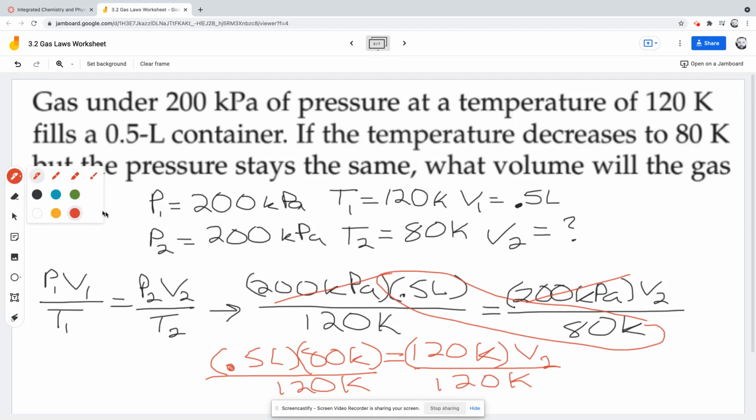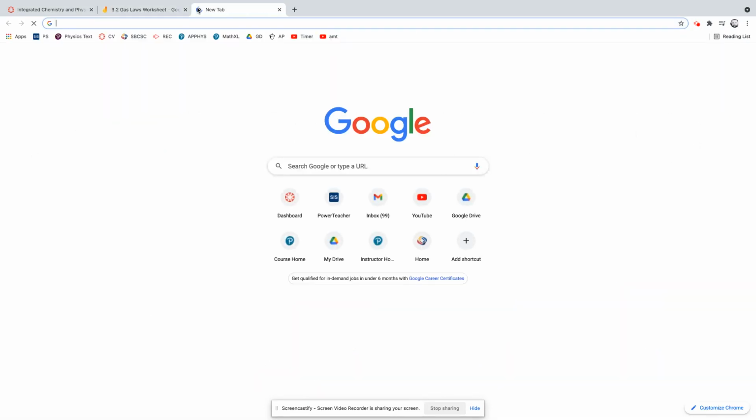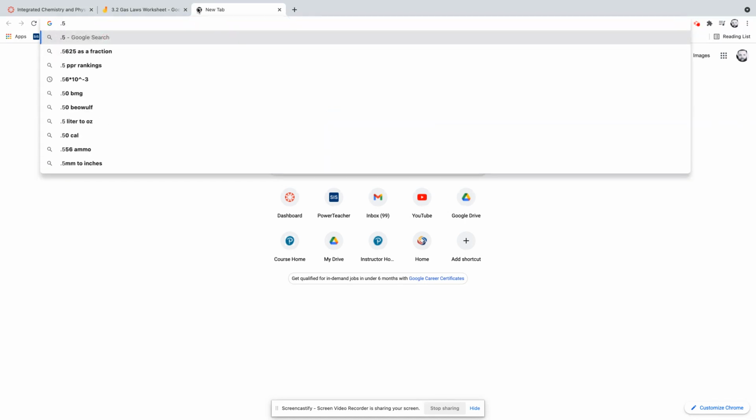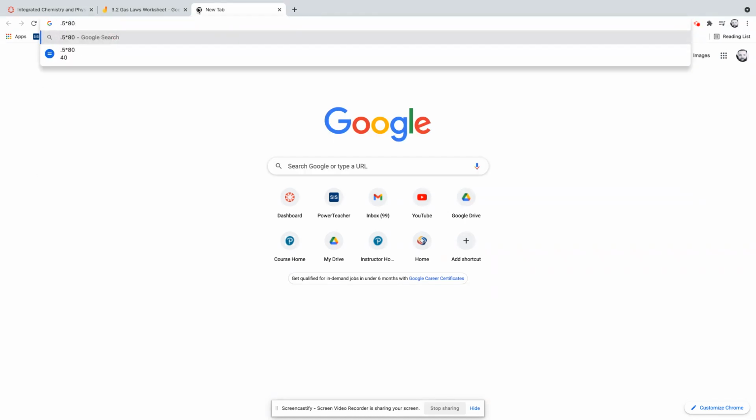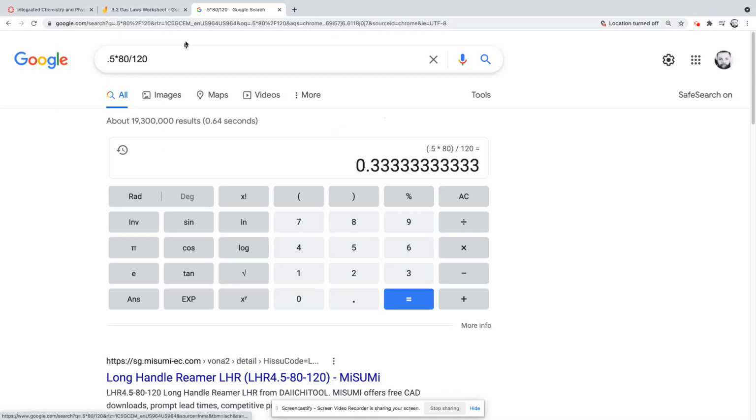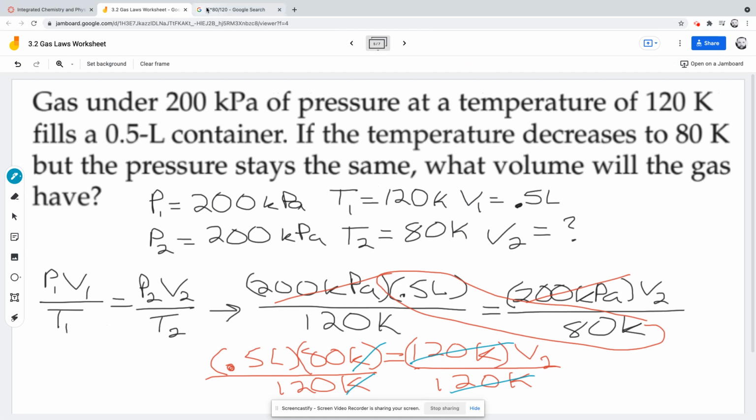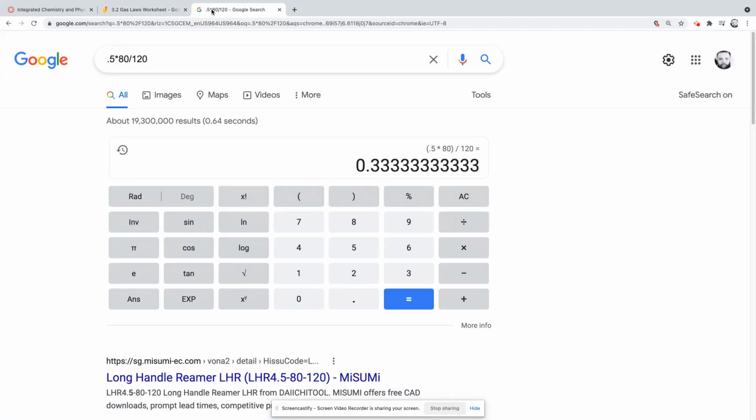Now, what's nice about this whole setup is that the Kelvins cancel with Kelvins. This cancels with this, and I'm left with a volume in liters. So now I just got to plug that into a calculator. I'm going to say 0.5 times 80, which is 40, but we'll just do it anyway. 0.5 times 80 divided by 120, right? So it's 0.3 repeating. So then my volume is 0.33 liters.